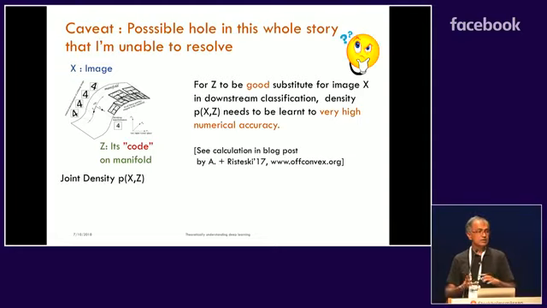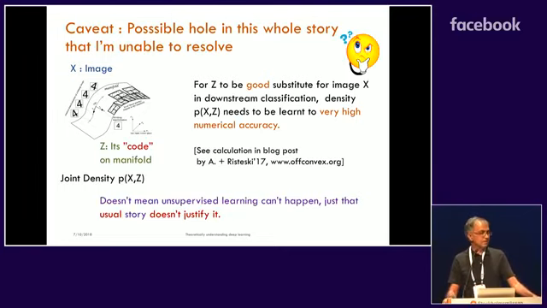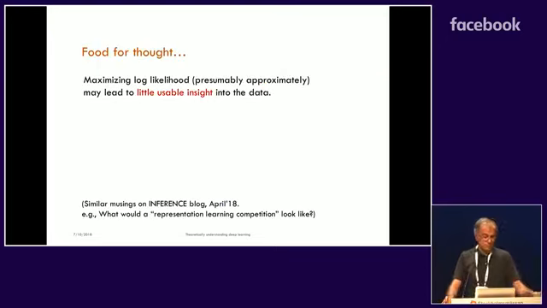Because you're going to use this code Z in some downstream task, right? And you don't know what the task is. And so it seems like you need to really learn the code Z to very high accuracy. And it's quite unlikely that you have distribution learners in high dimensions that can achieve that kind of high numerical accuracy. So it doesn't mean that unsupervised learning can't happen, but just that the usual story is a little bit off. And I'd love to have a better story. There's some speculation in my blog, offconvex.org.